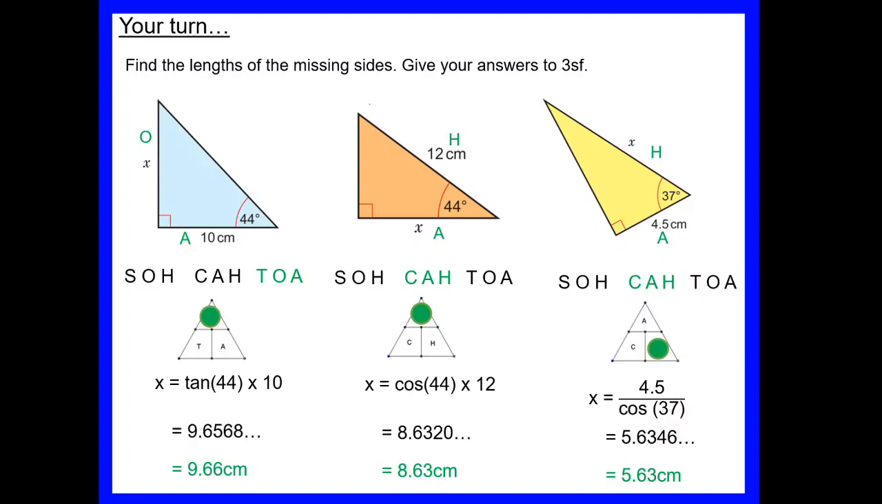Check your answers. If you have made any mistakes, just go back and check at which point you've made those. Is it labelling the triangle? Is it choosing the appropriate ratio? Is it deciding if you multiply or divide? So just check through and make any corrections you need.